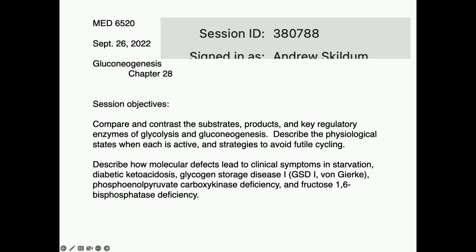So as usual, we'll focus on the main function of the pathway, the key substrates, the key products, and the regulatory steps. There's a lot of overlap with glycolysis, fortunately, so there's a lot of stuff that we're going to just skip over or not spend a lot of time with. In terms of our pathologies, there's one, the glucose 6-phosphatase deficiency, von Gierke's disease. We're going to revisit that because that has consequences for gluconeogenesis as well.